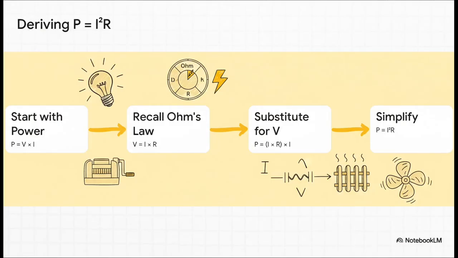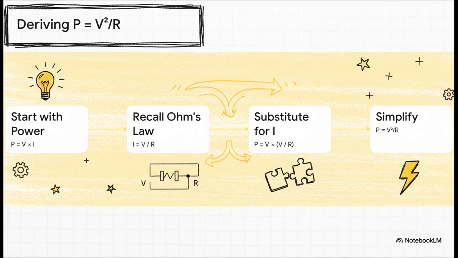We start with P equals V times I. And we know from Ohm's law that V equals I times R. So, what if we just substitute I times R in for V in our power formula? We get P equals I times R times I. You just simplify that and you get P equals I squared R. Pretty cool, right? And we can play the same game again.